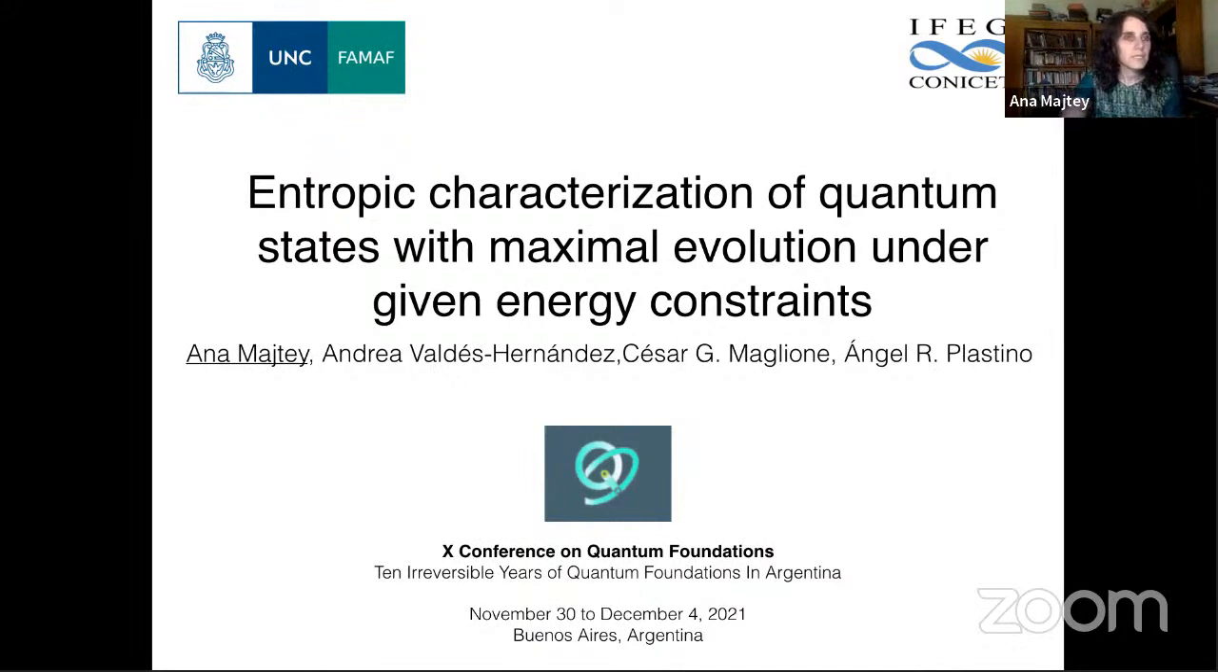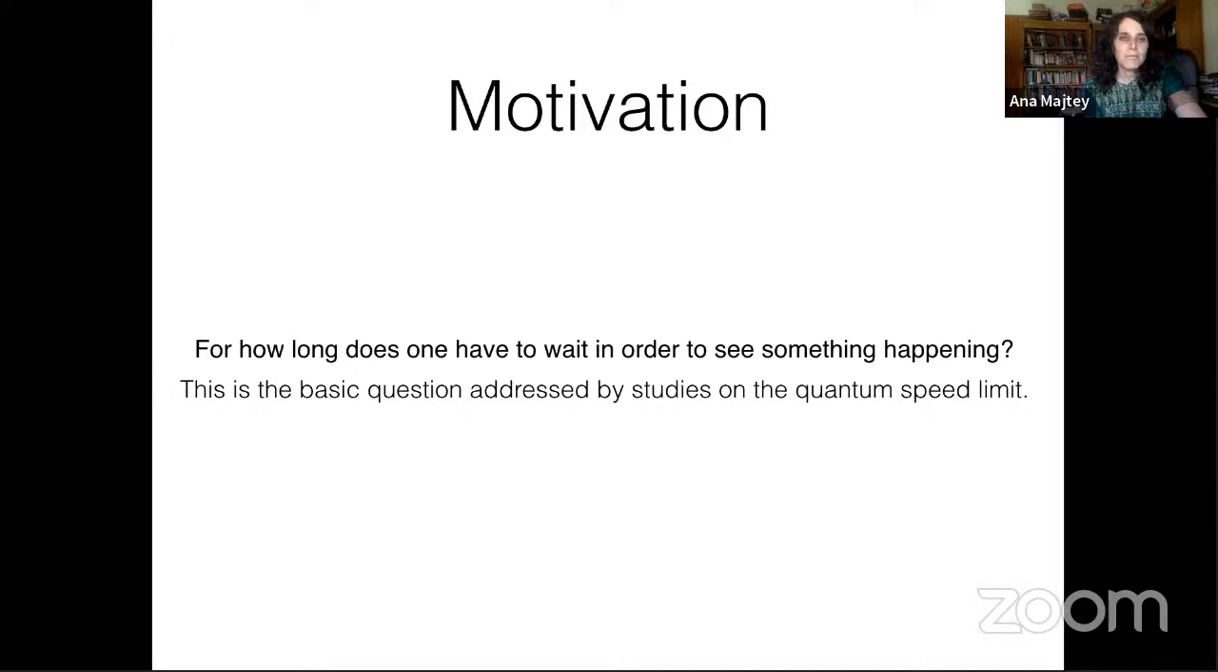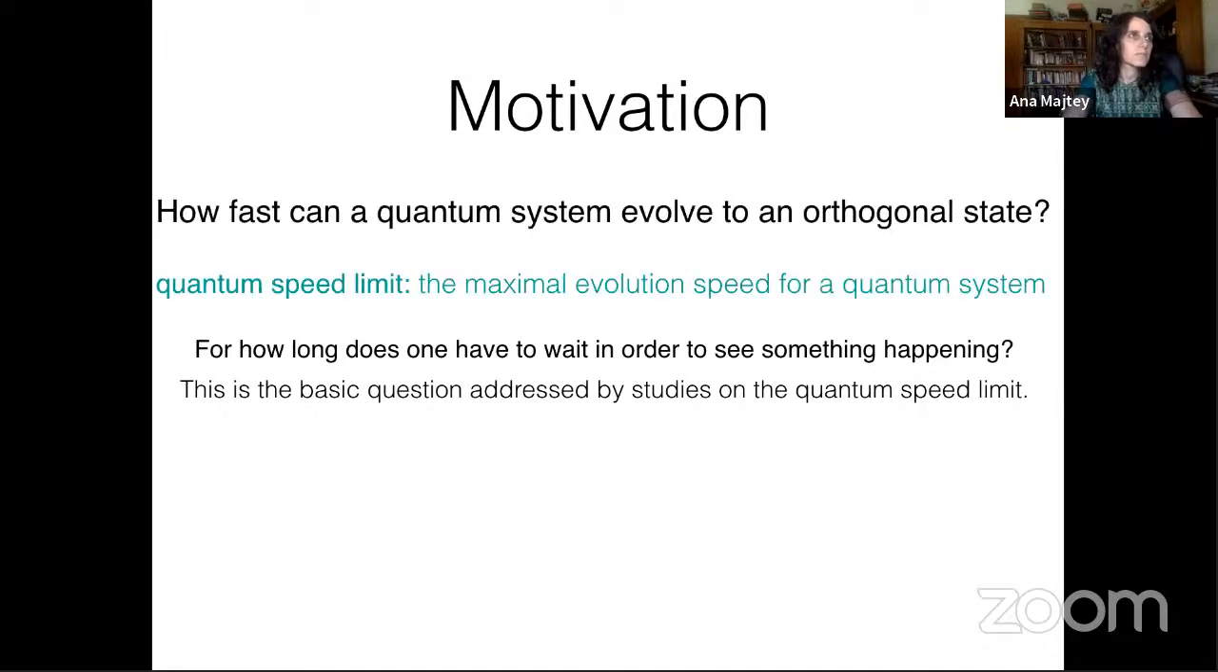I'm going to talk on an entropic characterization of quantum state with maximal evolution. To begin with, I will try to motivate the introduction of a measure of the amount of evolution, which is the measure that we maximize in order to obtain these optimal states. There are several questions one can ask when analyzing the limitation associated with quantum evolution. An important question is, for how long does one have to wait in order to see something happening? And another question, which is related, is how fast can a quantum system evolve to an orthogonal state? This is the basic question addressed by studies on the quantum speed limit.